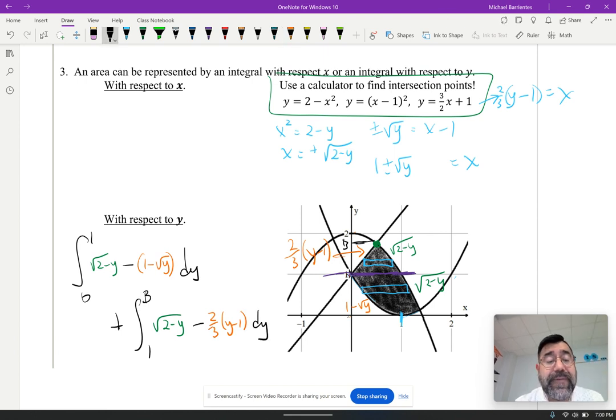The only thing we didn't find was b, but in order to figure that out, I would graph the upside down parabola, 2 minus x squared. I would graph the linear function. Wherever I see the intersection point, that would be the number here. And then I would have everything set up.